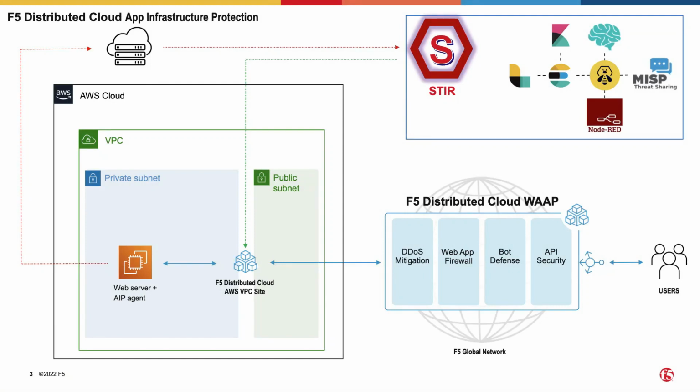Let's take a quick look at the setup we will use. We have a web server deployed on a public cloud, in this case AWS, and exposed to the internet through F5 Distributed Cloud platform. So the client connections will be going through an F5 Distributed Cloud load balancer, then through an F5 Distributed Cloud AWS VPC site, and then to the web server. Any outbound connections originating from the web server will have to go through the same Distributed Cloud AWS site.